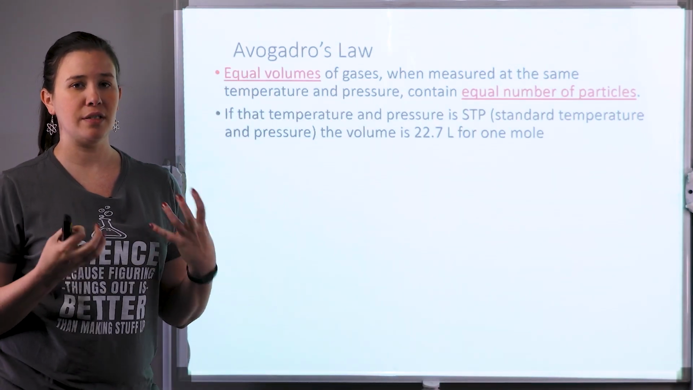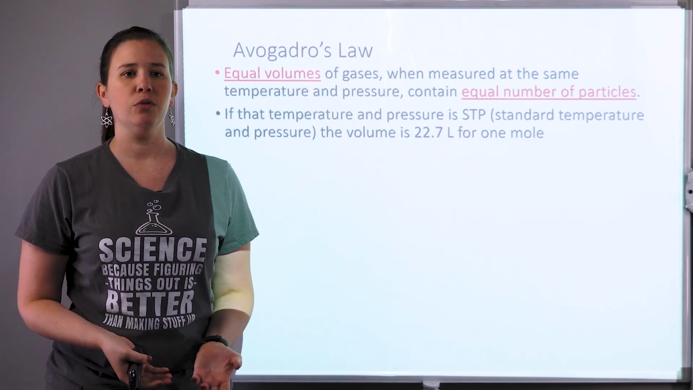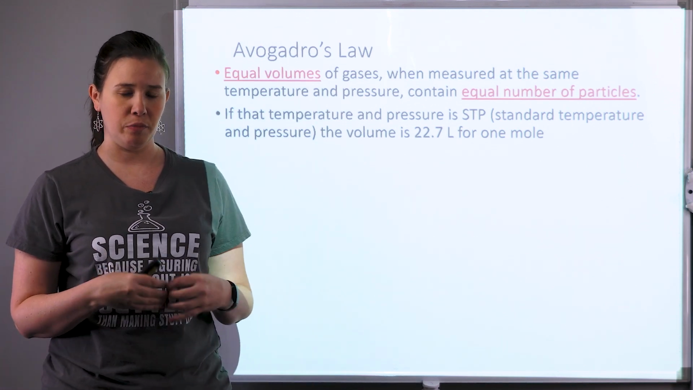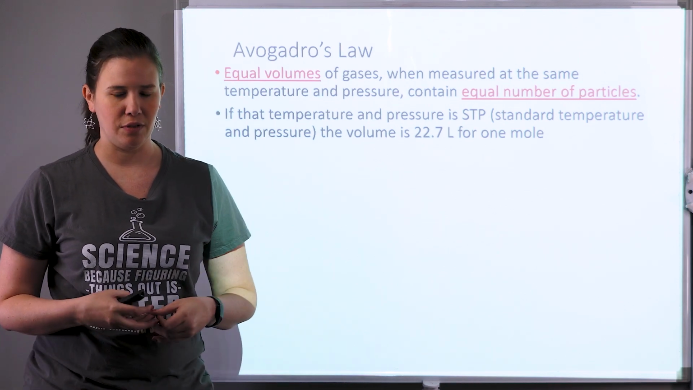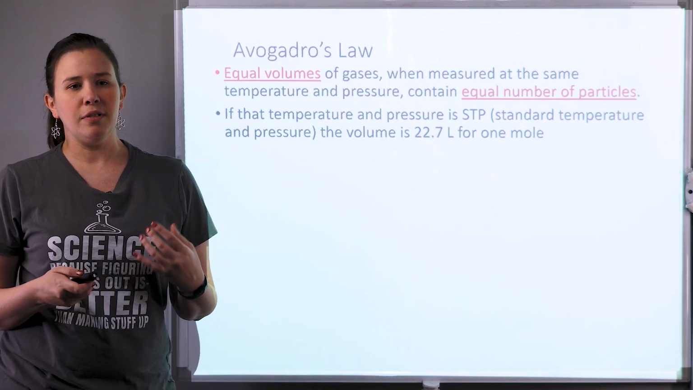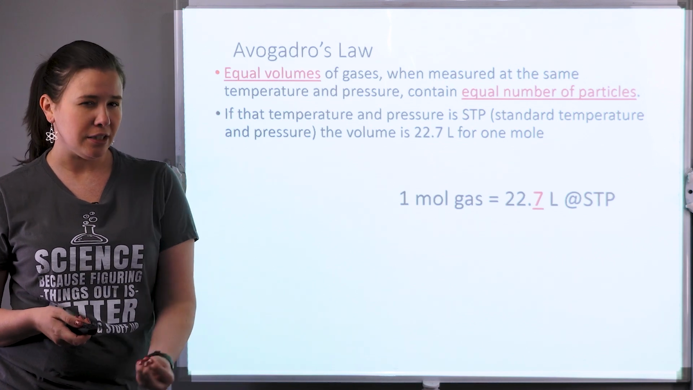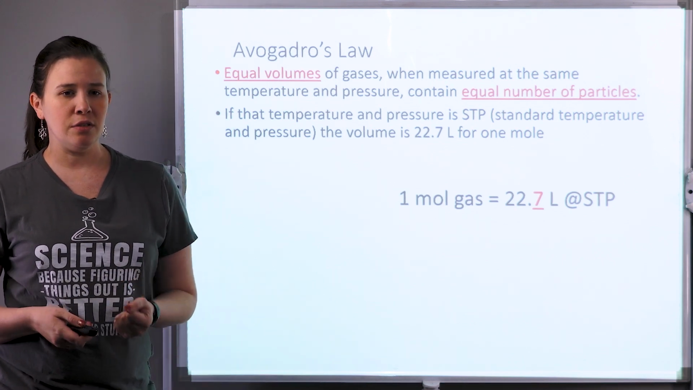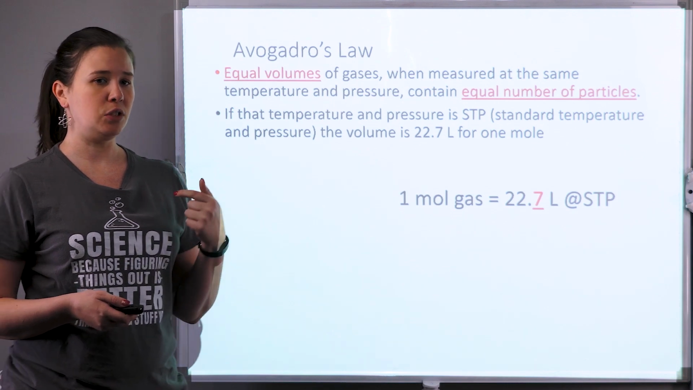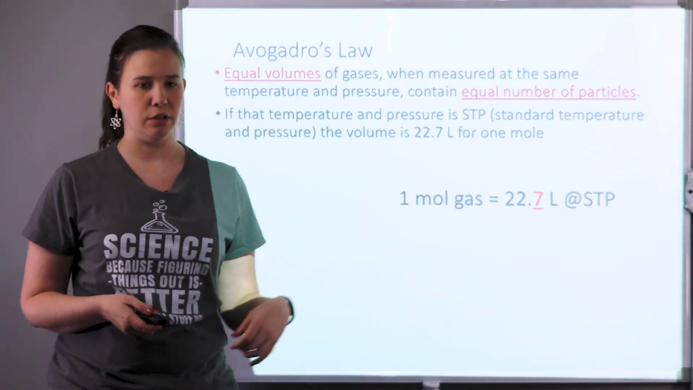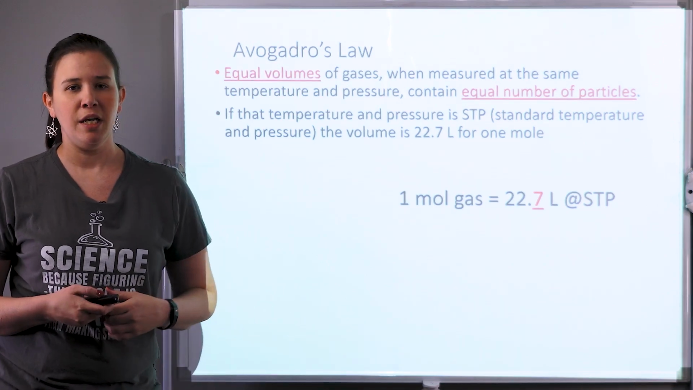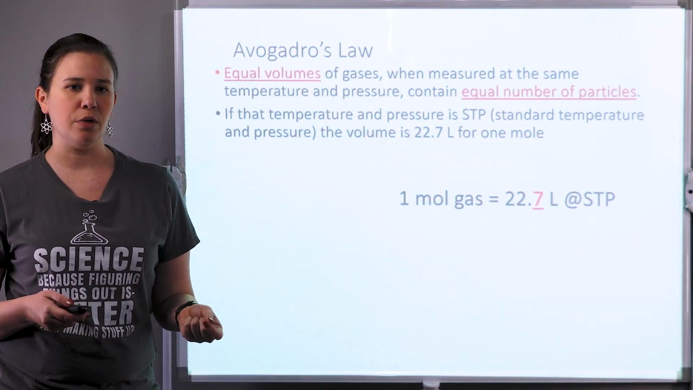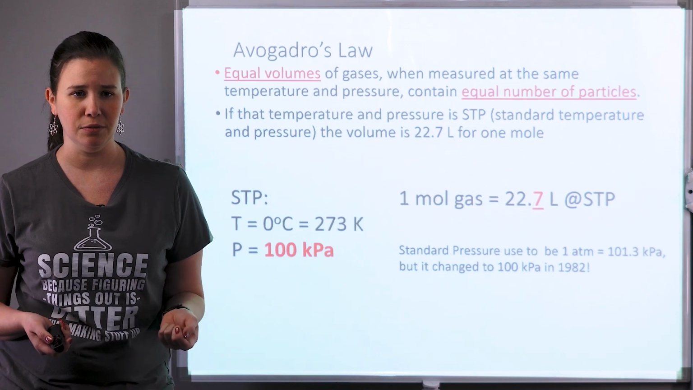We have a standard temperature and pressure, which we learned in honors was 1 atmosphere and 0 Kelvin. Or I'm sorry, 0 degrees Celsius, so 273 Kelvin. Well, that was actually not entirely truthful. As it turns out, 1 mole of gas should not be 22.4 liters per mole, but actually 22.7 liters per mole. And that's because the definition for standard pressure actually changed in 1982.